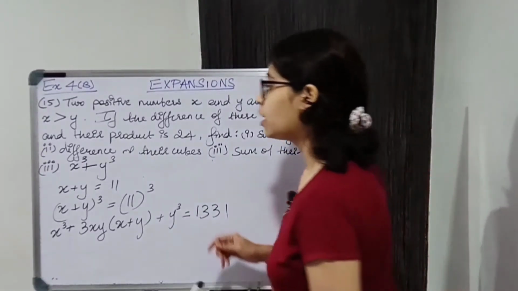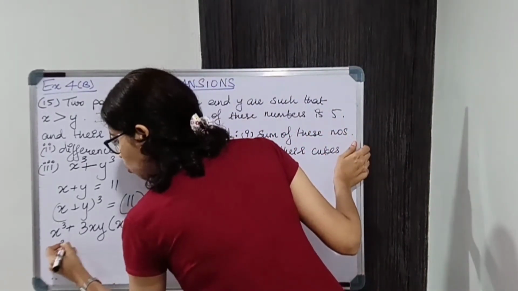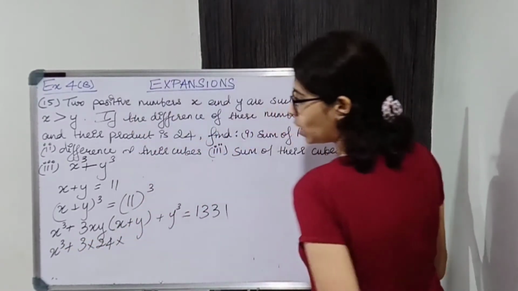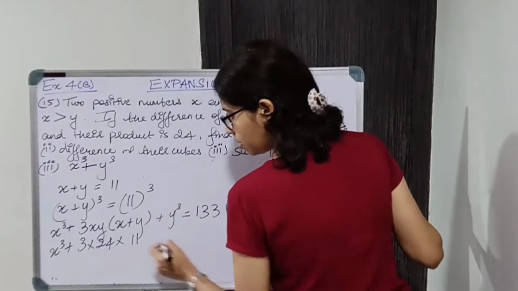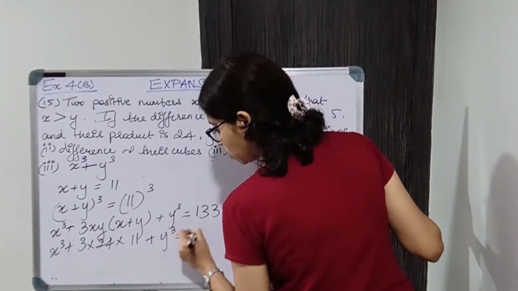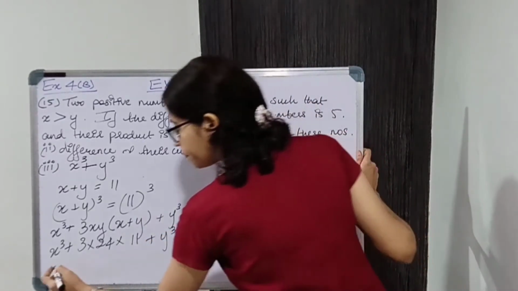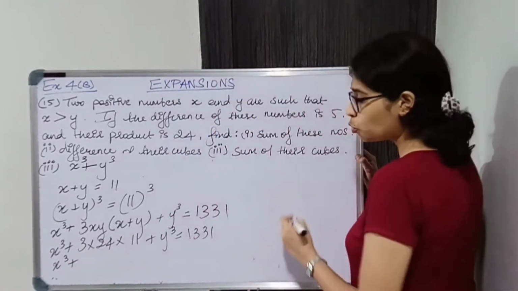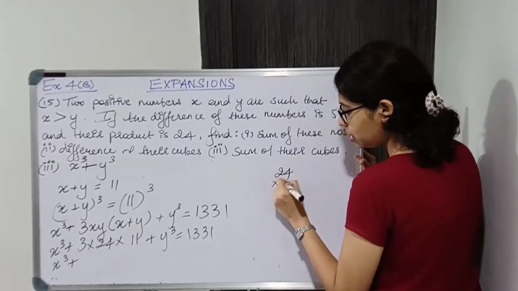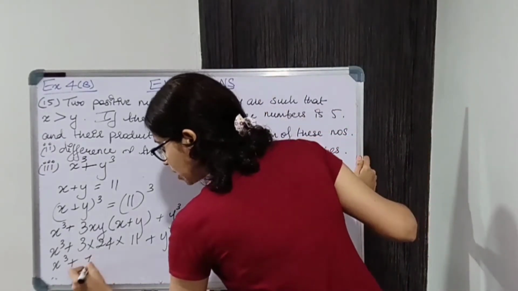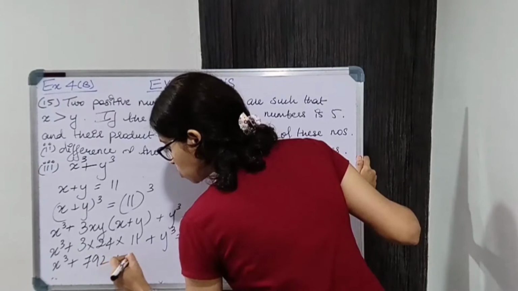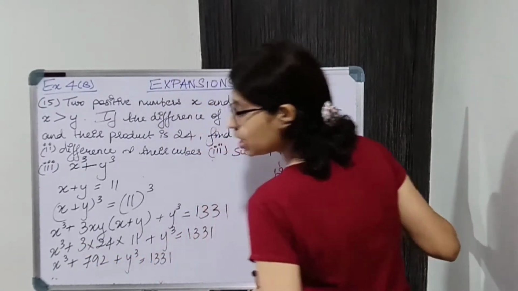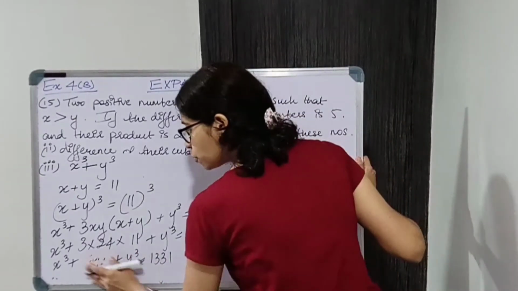Now x³ + 3 into xy, which is 24, into (x + y), which is 11, plus y³ is equal to 1331. So x³ plus 3 elevens are 33, into 24. 24 into 33 is 792, plus y³ is equal to 1331. We'll shift this to the other side in the next step, so I'm just shifting it over here only.